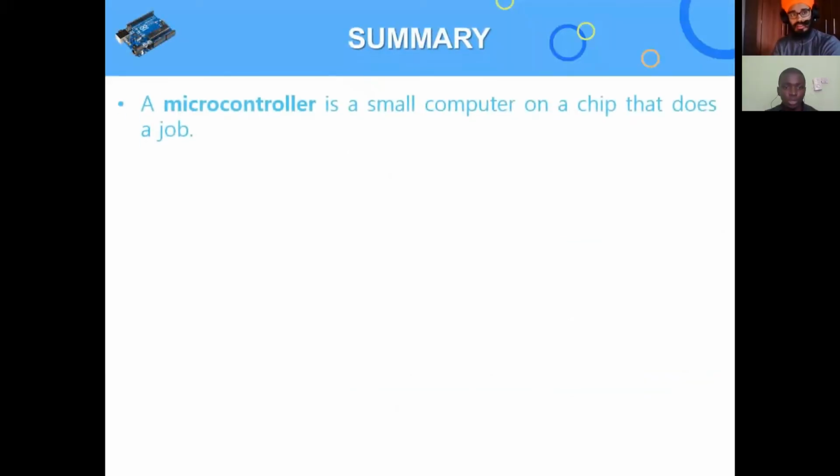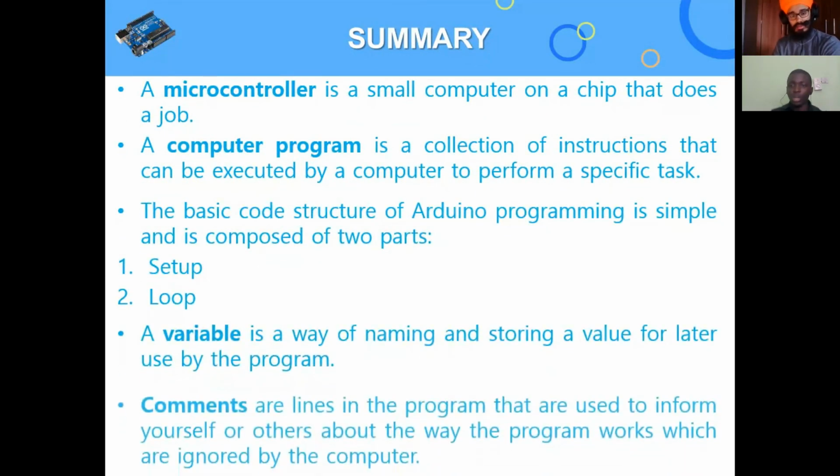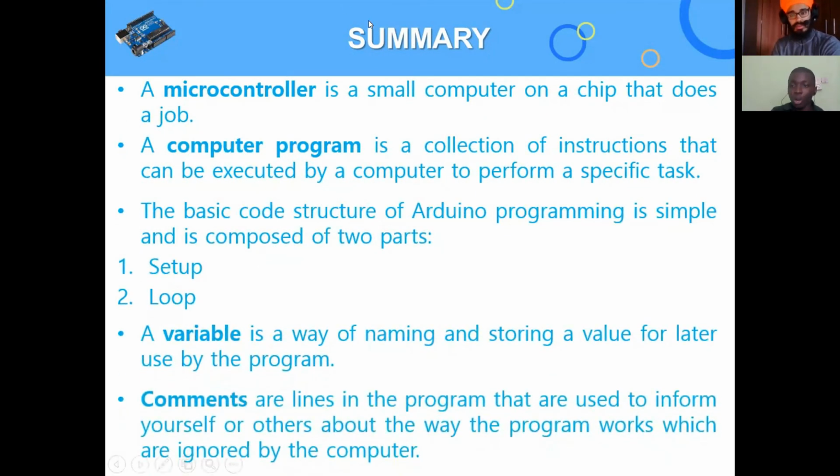Summary: what we looked at, a microcontroller. I said a microcontroller is a small computer on a chip, that does the job. We also talked about a computer program, which is a collection of instructions that can be executed by the computer to perform a specific task. Then we said that the basic code structure of Arduino programming is very simple and is composed of two parts: the setup function and the loop function.